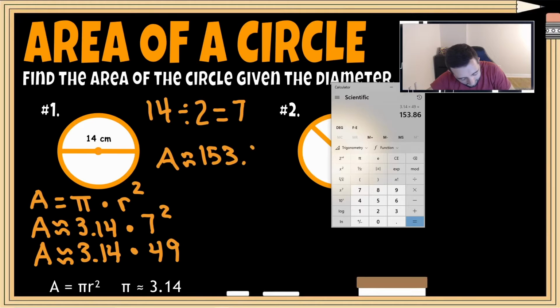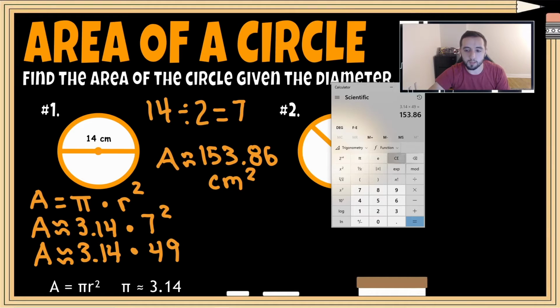So if I jot that down here, we have area is approximately 153 and 86 hundredths. Now, don't forget your units of measurement. We're dealing with centimeters, so we have centimeters. And again, if you're discussing area, always make sure that your units are squared. So our final answer is area is approximately 153 and 86 hundredths square centimeters.